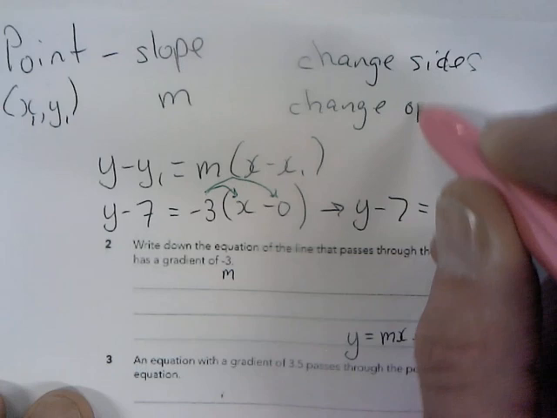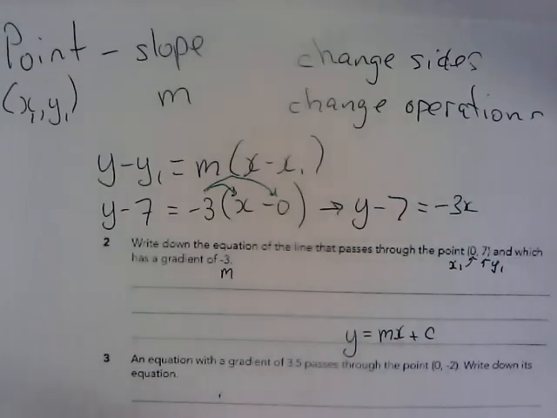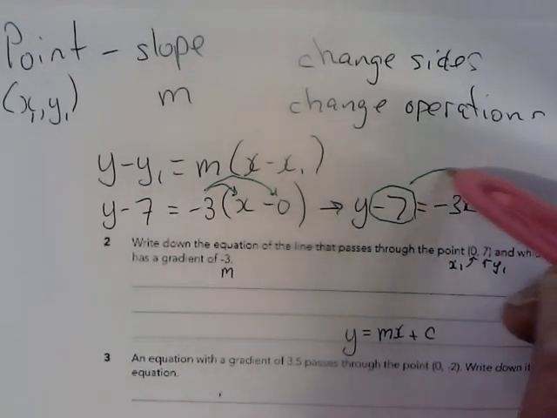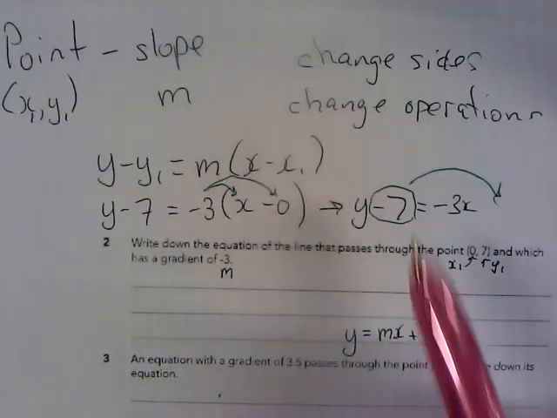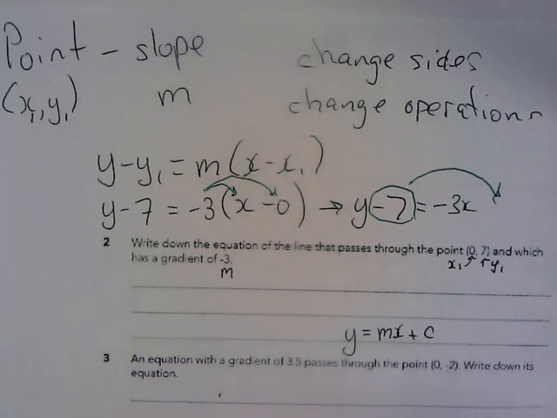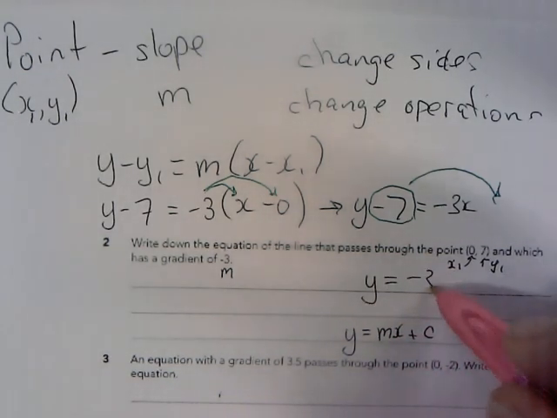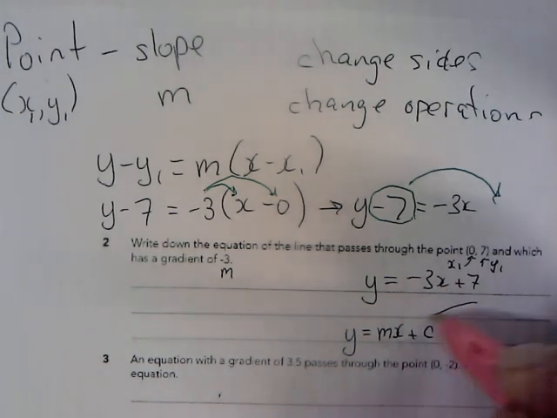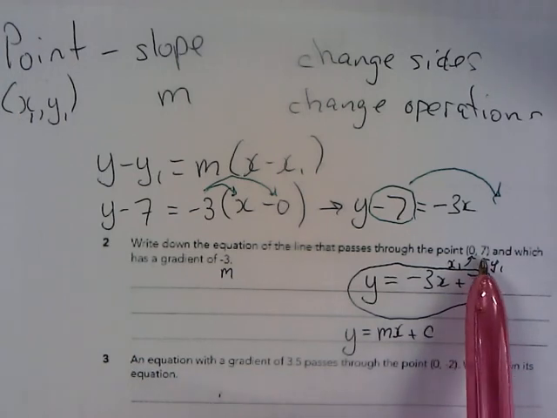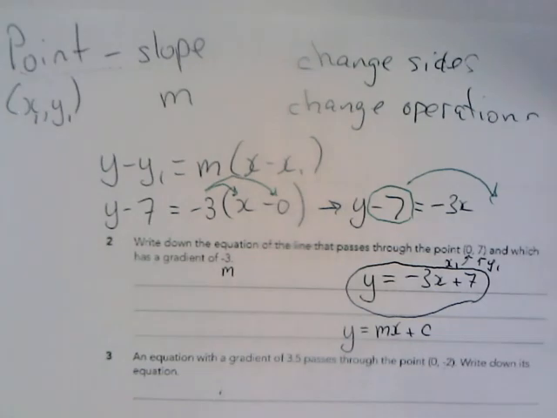Now what that means is if something goes from one side of the equal sign to the other, like this -7, this -7 needs to go to that side of the equal sign. Well, the -7 is going to turn into a what? That's it. Dayton knows. So we're going to have y equals -3x plus 7. There is the equation of the line when you are given a point on the line as well as the gradient or slope. It's known as the point slope form of a line.